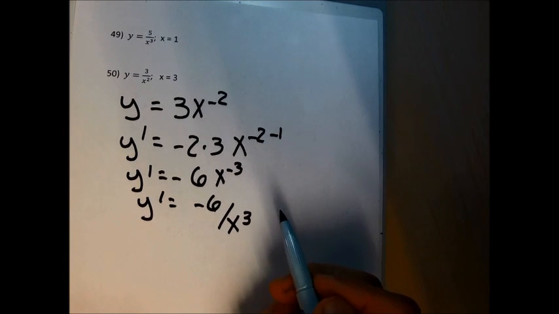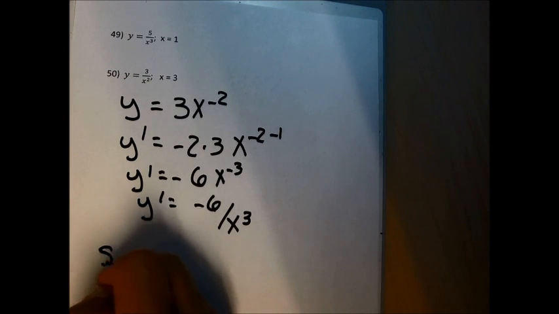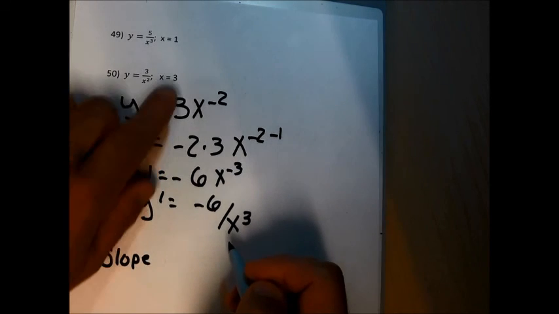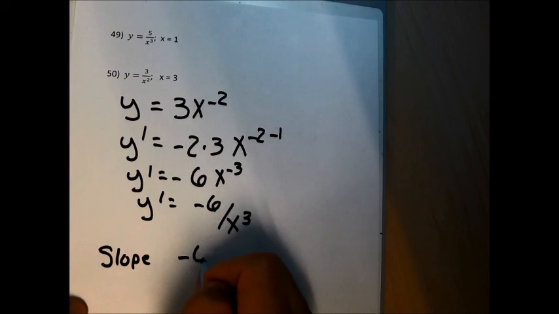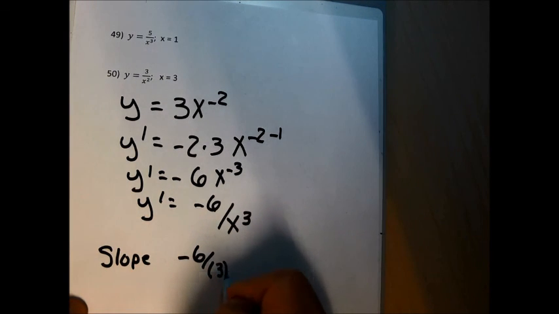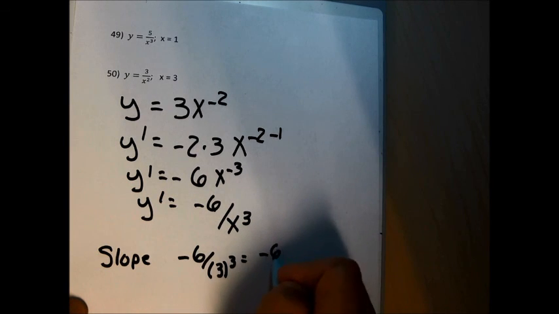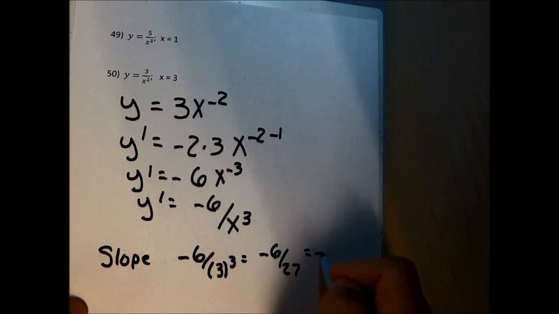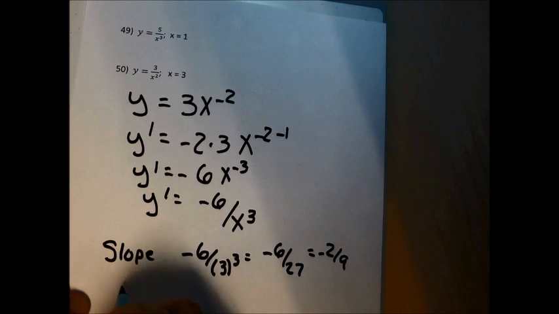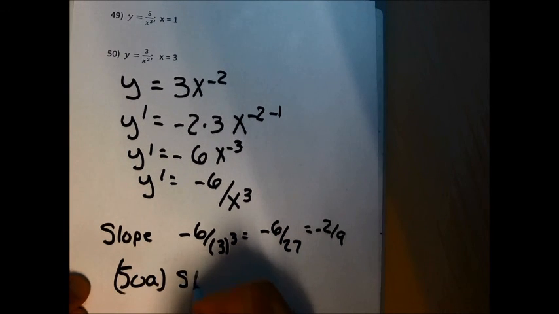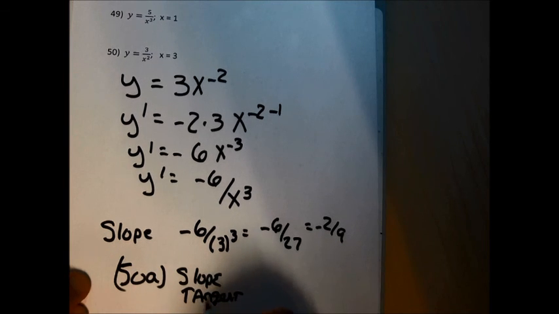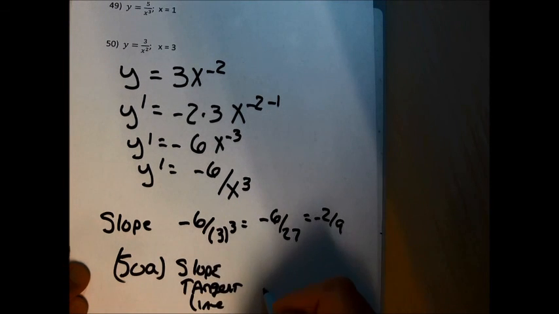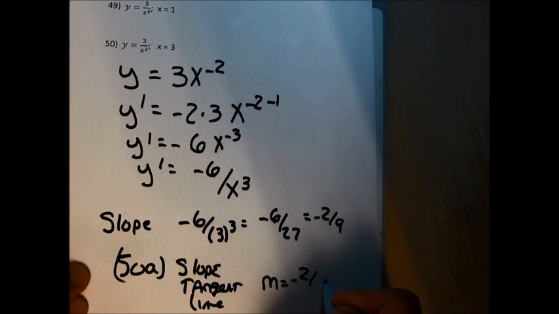So I needed the derivative so I could find the slope. The slope of my tangent line at x equal to 3 is going to be negative 6 over 3 cubed. That's negative 6 over 27. And that reduces by 3 to negative 2/9. So for 50 part A, the slope of the tangent line is m equals negative 2 over 9.